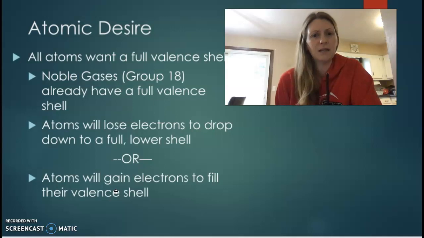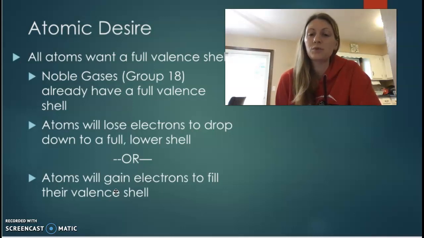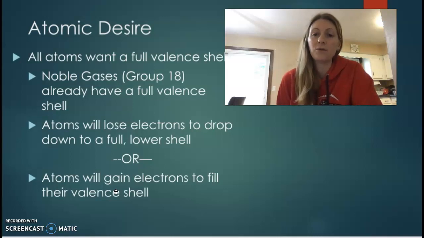This brings us to atomic desire. All atoms really want to have a full valence shell. A full valence shell will equal 8 electrons. This is because your noble gases, which are group 18, have a full valence shell. And what you should remember, hopefully, from before break, is that noble gases do not react. Because they have a full shell, there's no space for any more electrons to come in, and they don't really want to give anything up. So it creates this very stable structure that doesn't want to give or take any more electrons.